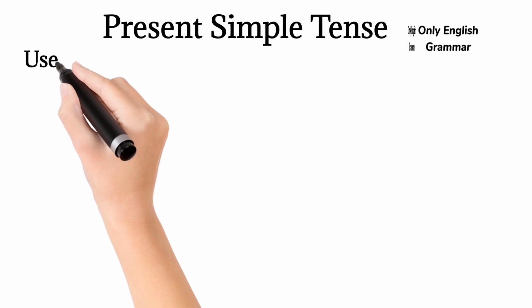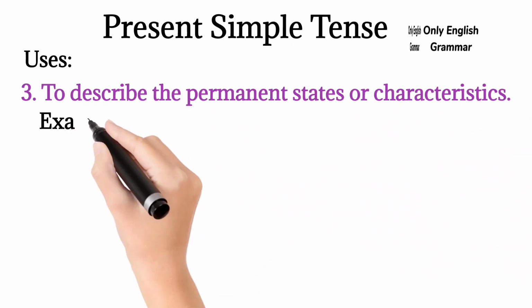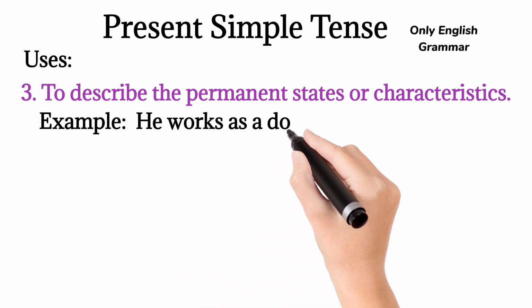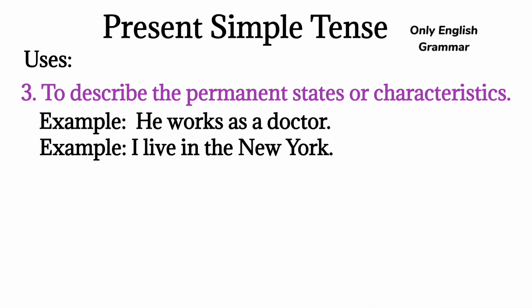The third use of the present simple tense: to describe permanent states or characteristics. For example, he works as a doctor. For example, I live in New York.